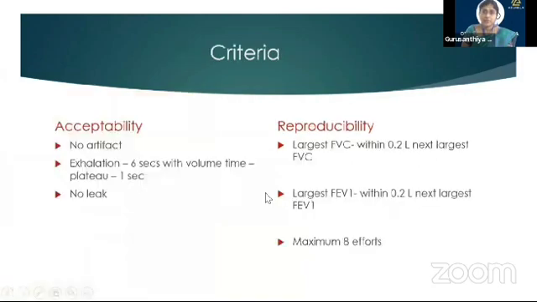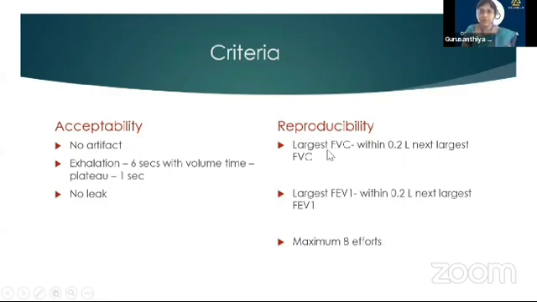For spirometry, there is an acceptability criteria and a reproducibility criteria. To do a spirometry, there should be no artifact, no leak, no early glottic closure, and the patient should not cough in between the assessment. In exhalation, there should be at least 6 seconds in the volume time graph with a plateau of at least about 1 second.